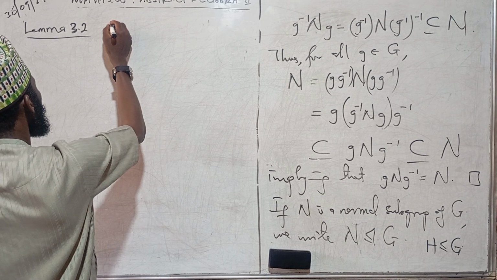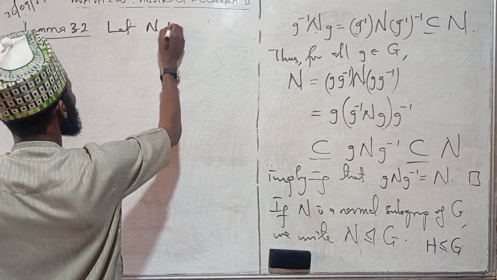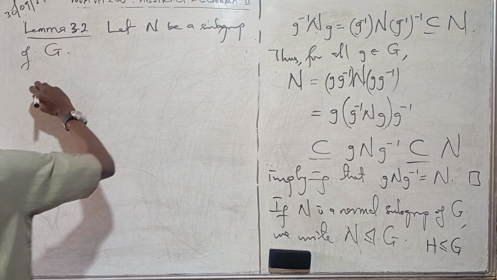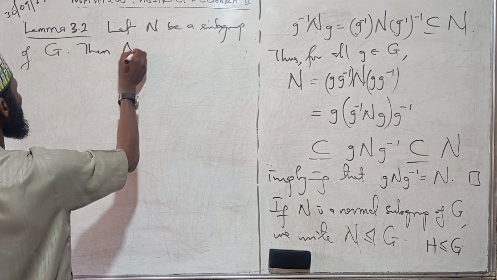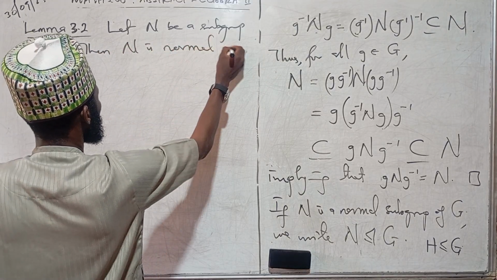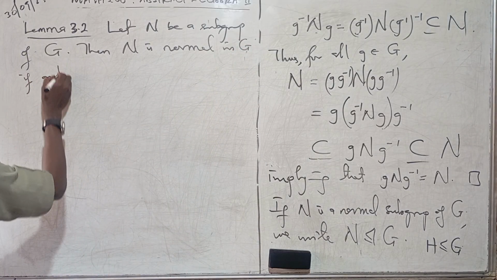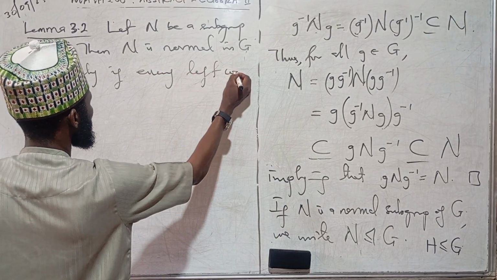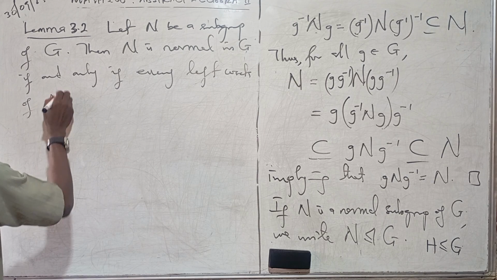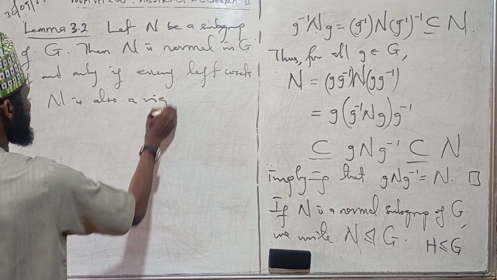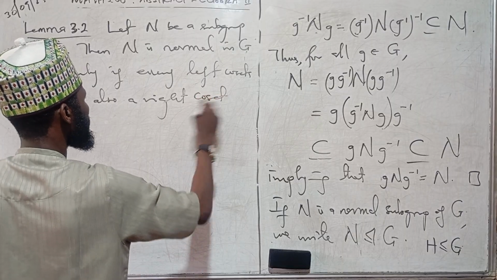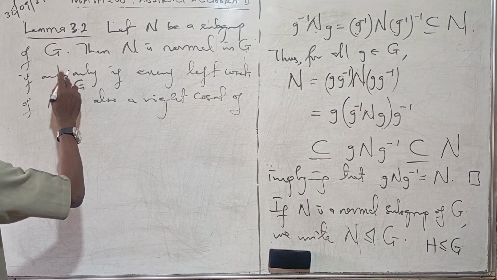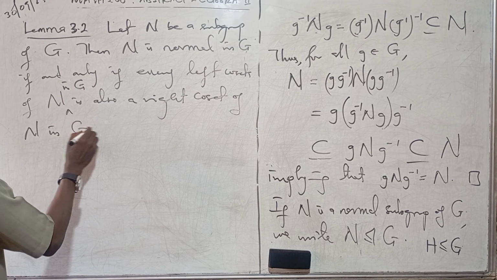So let N be a subgroup of G. Then N is normal in G if and only if every left coset of N is also a right coset of N. So a left coset of N in G is also a right coset of N in G. Proof.